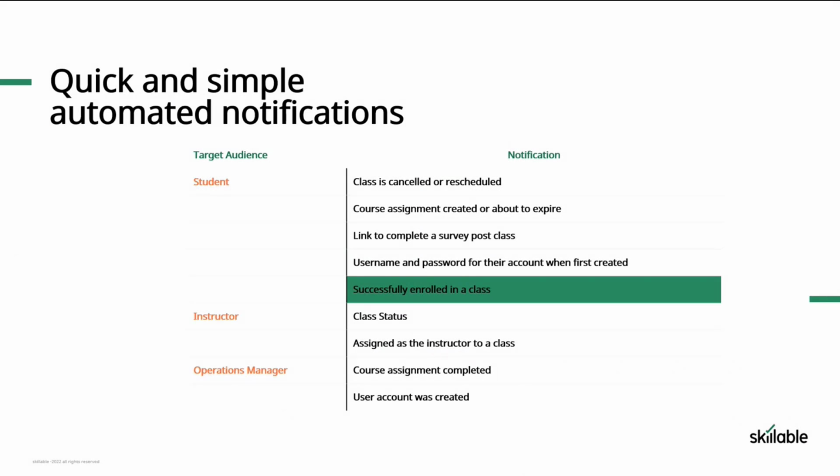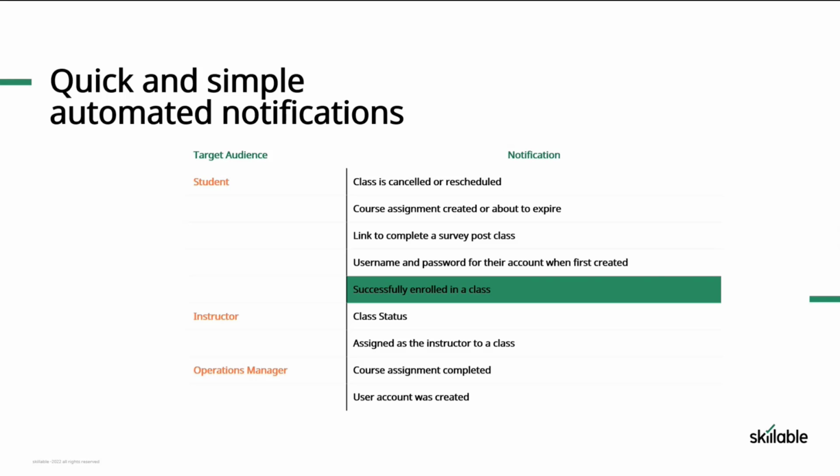So my quick and simple automated notifications, ones that you can build real fast, maybe ones that you're thinking of as we've gone through this presentation, this demo, is, well, what kind of notifications can I set up? Well, we look at the left side and we can look at who is our target audience, and then we can look at what are the notifications. And so I built you some really simple ones, like you can have it so that the student is notified when a class has been cancelled or rescheduled.